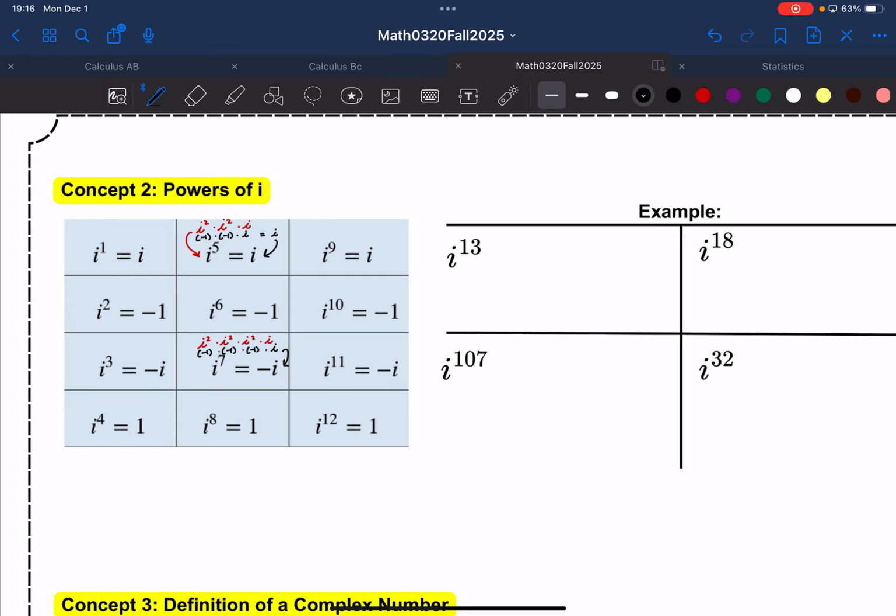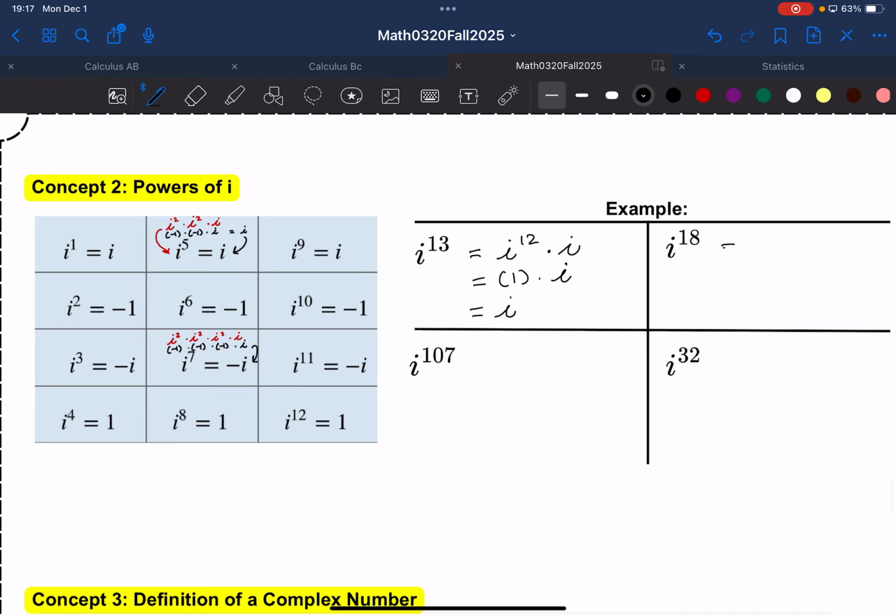Well, we already have i to the 12th. So this is the same as saying i to the 12th times i, which gives us i to the 13th. Well, i to the 12th is 1, times i, which is equal to i. So that's how you would use that cheat sheet. You would ask, how can I make the new exponent based off the ones I'm already given? For example, how could I get i to the 18th?